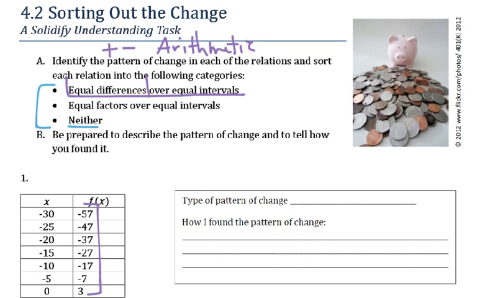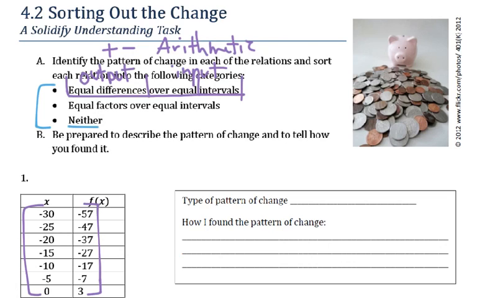Now, the second part, over equal intervals. An interval is just a section of space or time. So on this part, equal differences is the output, whereas equal intervals is the input. Do I have equal space in between? And look on this side. Number one's a good example of that, equal differences over equal intervals.